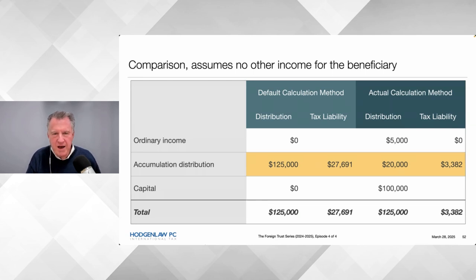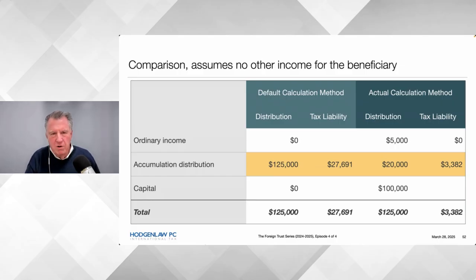And then let's look at capital. The capital comes out of a trust to the beneficiary, $100,000, tax-free under the actual calculation method, but capital is rolled into the accumulation distribution under the default calculation method. And that explains why the numbers are so wildly different.